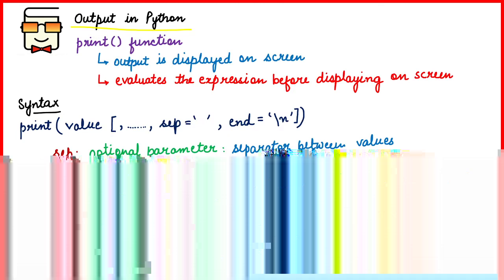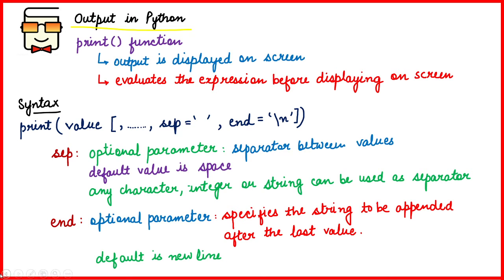Now quickly coming to the second type of function, the print function in Python. In Python, if you have to display any kind of statement, any kind of information to the user, you generally use the print function.